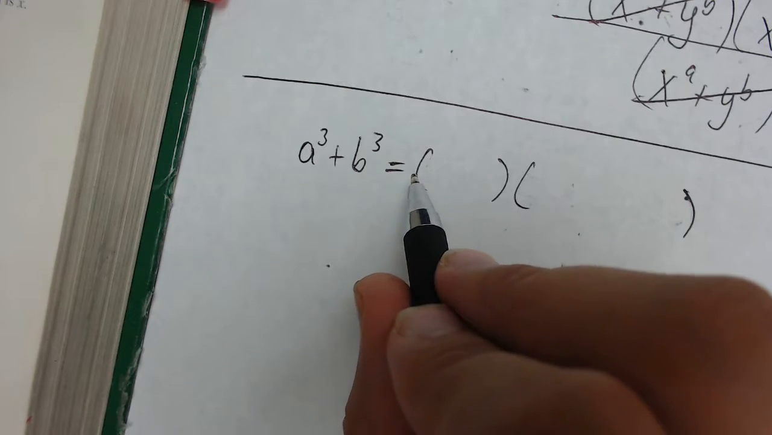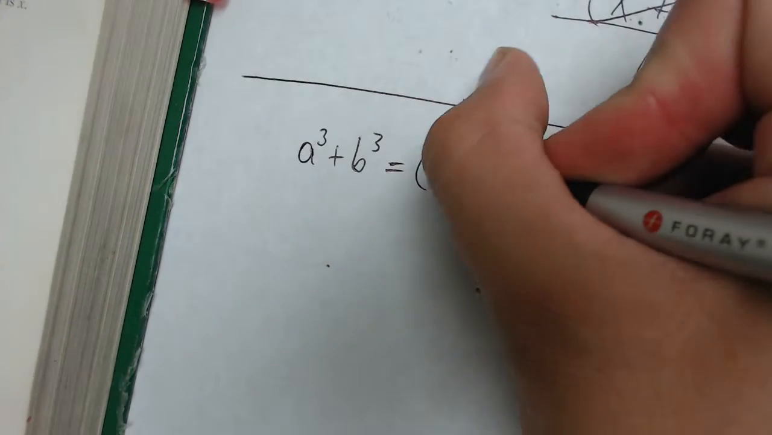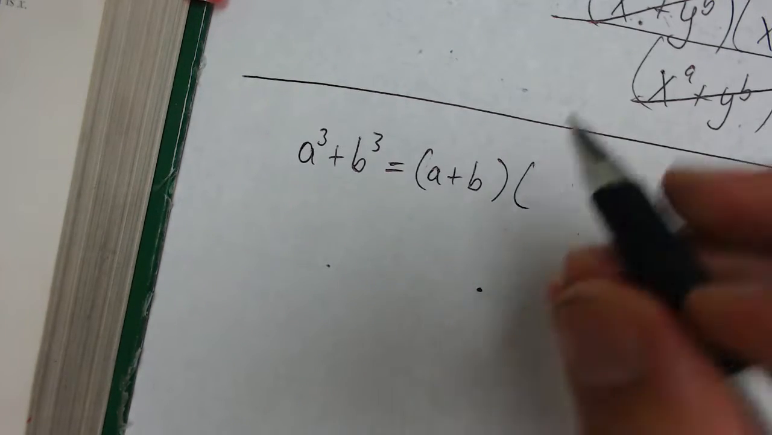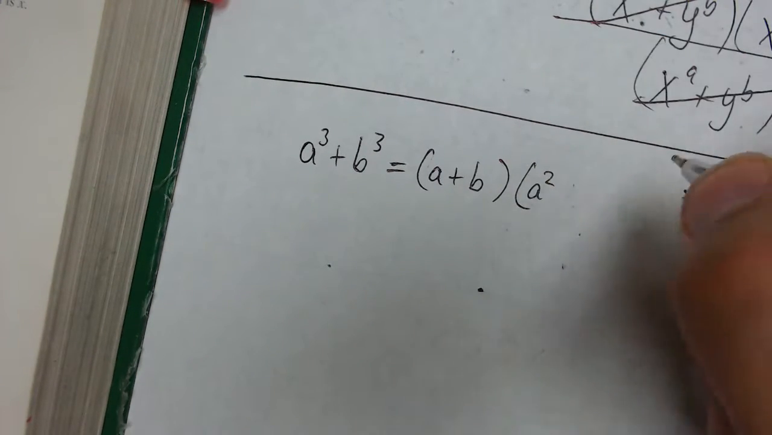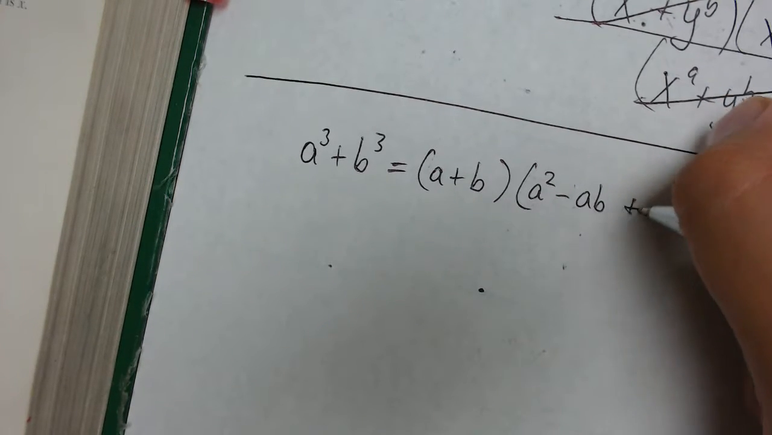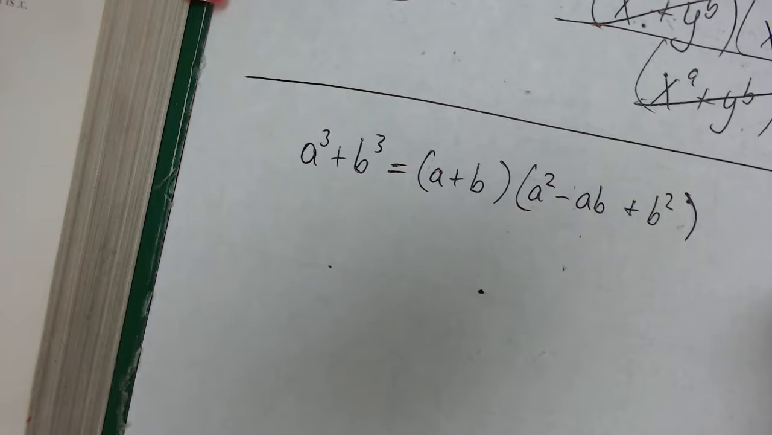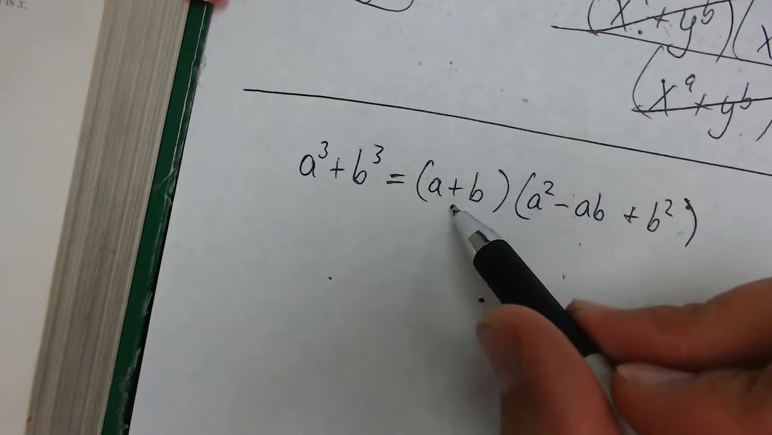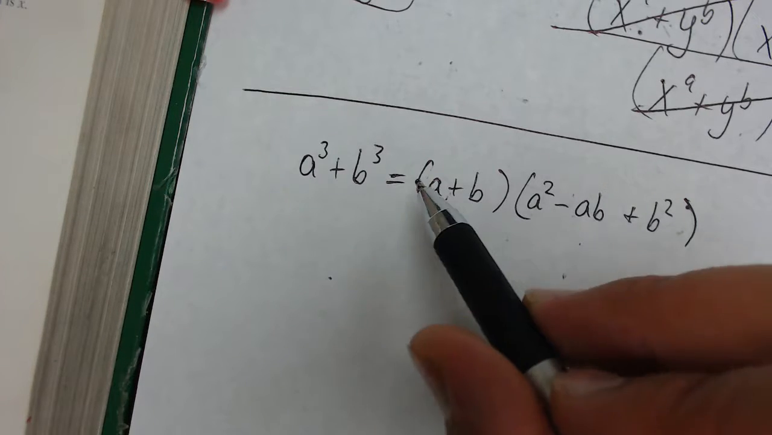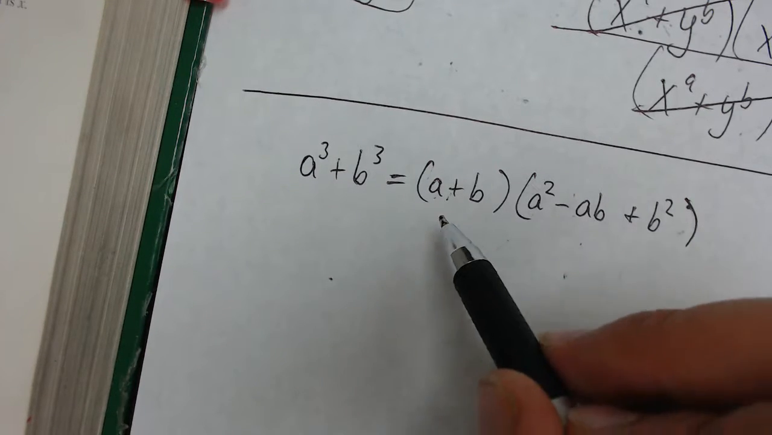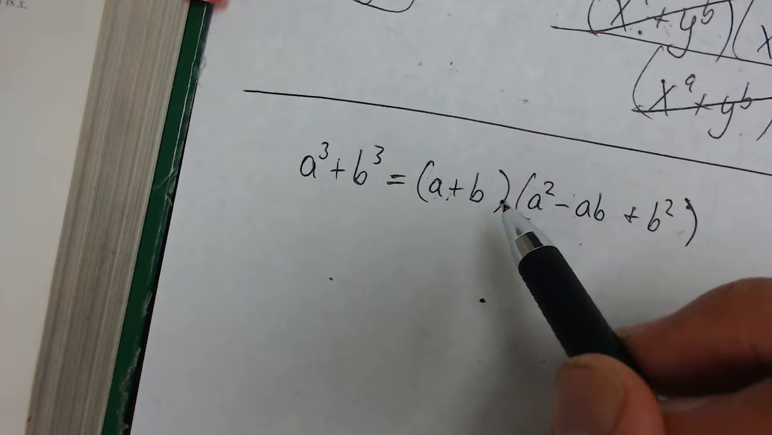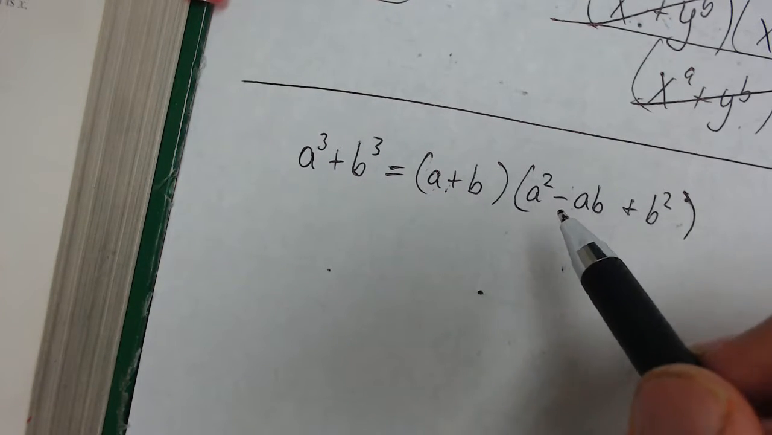So what's going to be in the first one, if it's positive, is we're going to have a plus b. Now the quadratic in here is going to be a squared minus ab plus b squared. And these are really interchangeable. I mean, we could have put b plus a, we could have put b squared minus ab plus a squared. But if it's positive, know that this first polynomial is going to be positive. And then you'll have a quadratic with a minus and a positive.